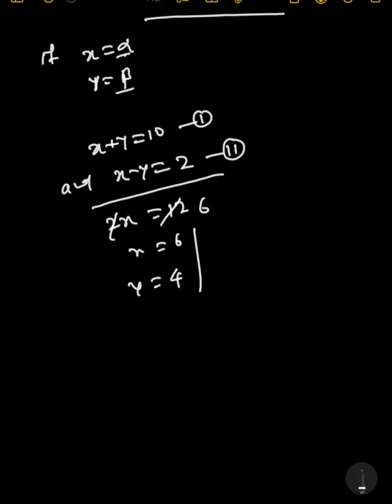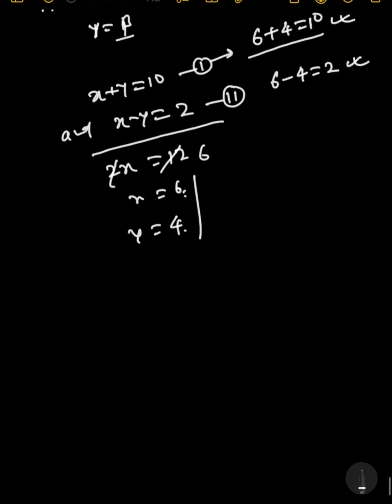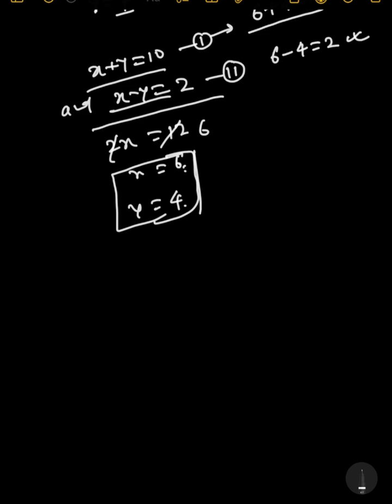Now putting these two values in this, 6 plus 4 equal to 10. This means this is satisfied. Again, putting 6 and 4 in this equation, again this is satisfying. So we can say that this is the solution of both equations. So this will be the simultaneous linear equation in two variable.